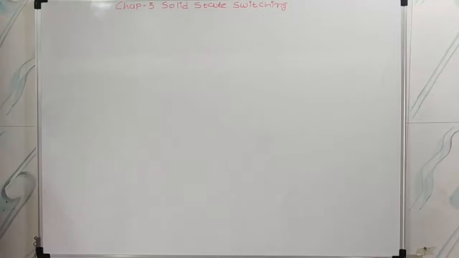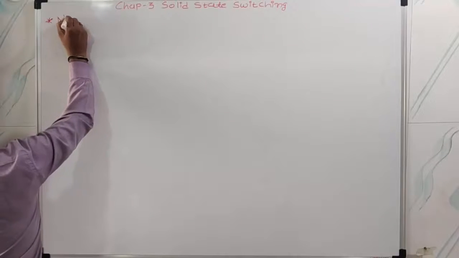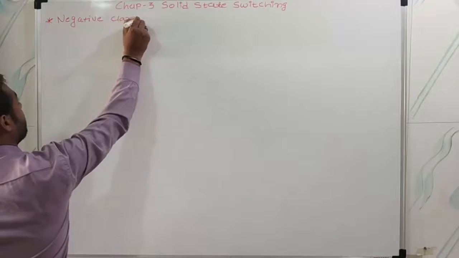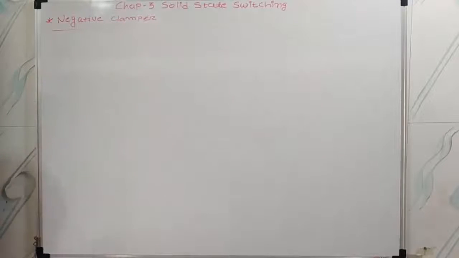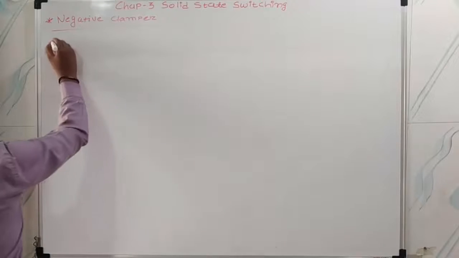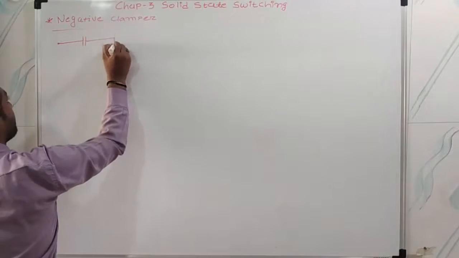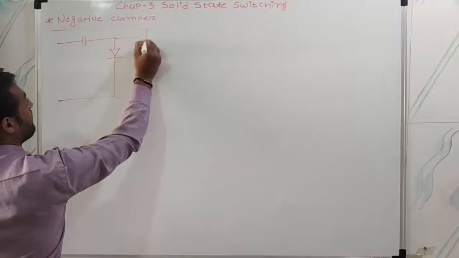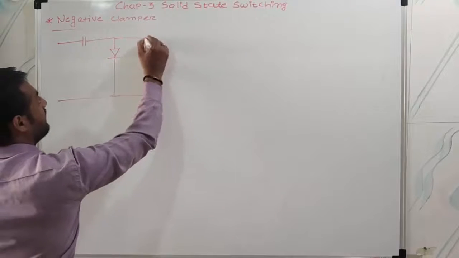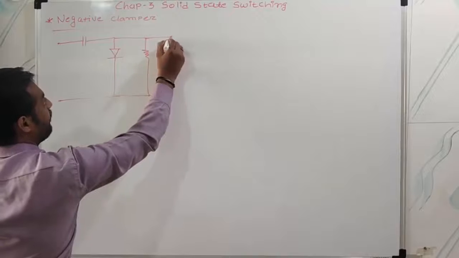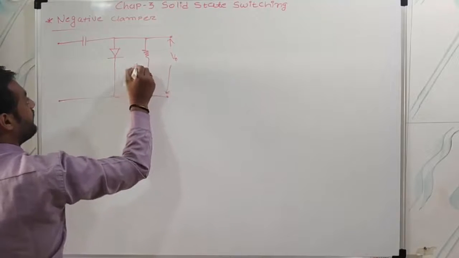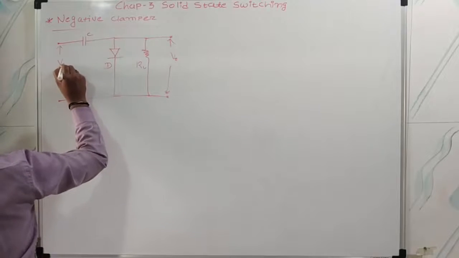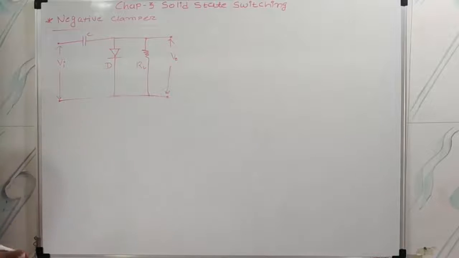Okay. Now, negative clamper circuit, right? In the negative clamper circuit the diagram is like this. This is the capacitor, the diode will change its direction, and here it is RL. Here we will get the output, that is V0. Here RL, this one is diode, this one is capacitor, it is input, right?